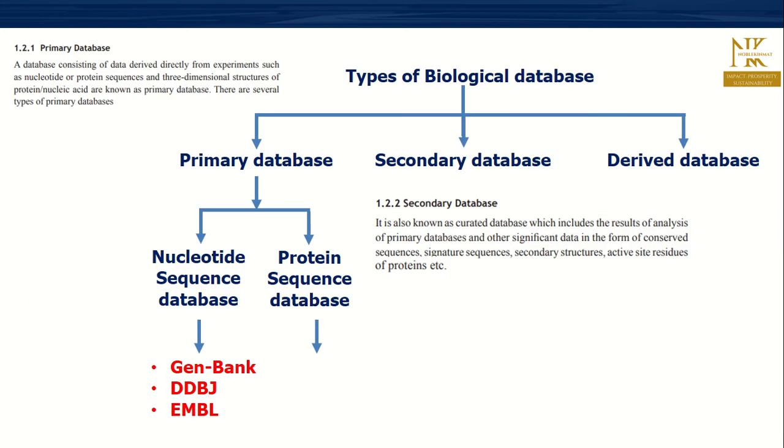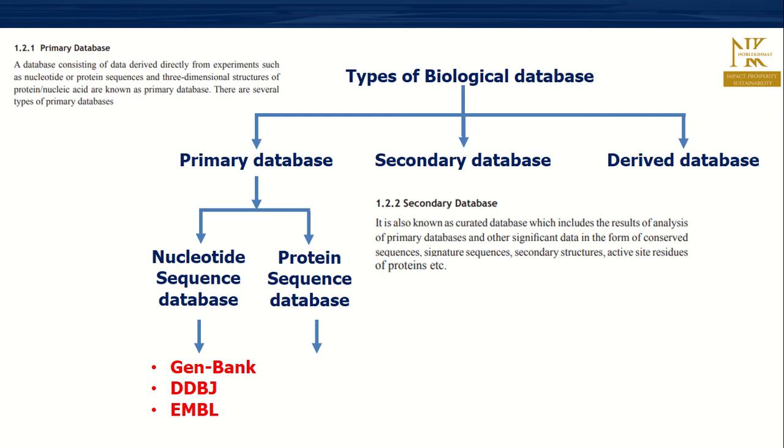Now, there are different types. You have the primary database, we also have the secondary database, we also have derived databases. A primary database consists of data derived directly from experiments, such as nucleotides, proteins, and three-dimensional structures of these nucleotides or proteins, and they are what we call the primary database. While the secondary database includes results of analysis of the primary database and other significant data in the form of conserved sequences and the likes. So just by the name, different stages: primary, secondary, derived.